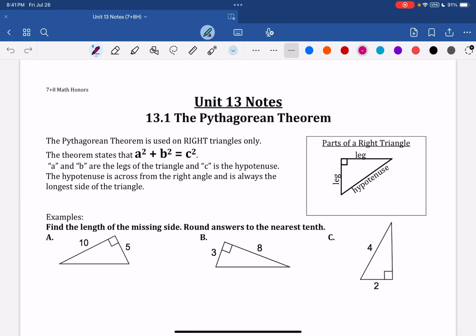All right, welcome to Unit 13. This is another geometry unit. Most of the focus of this unit is using and applying the Pythagorean theorem in different situations. So we need to know what the Pythagorean theorem is. You've probably heard of it.